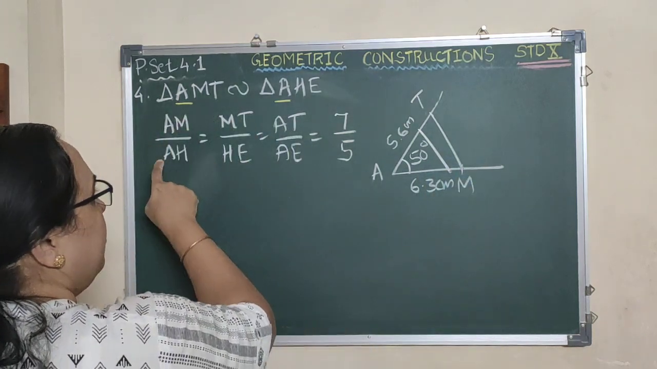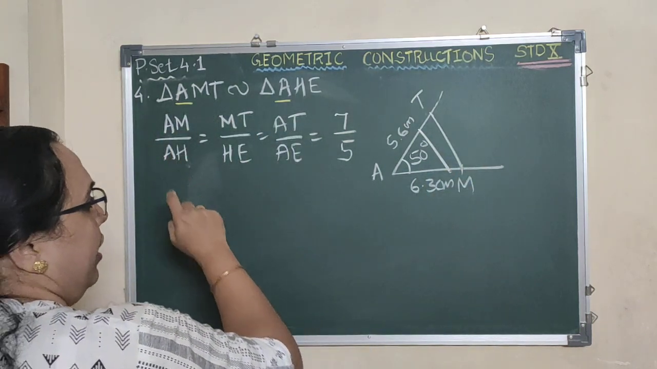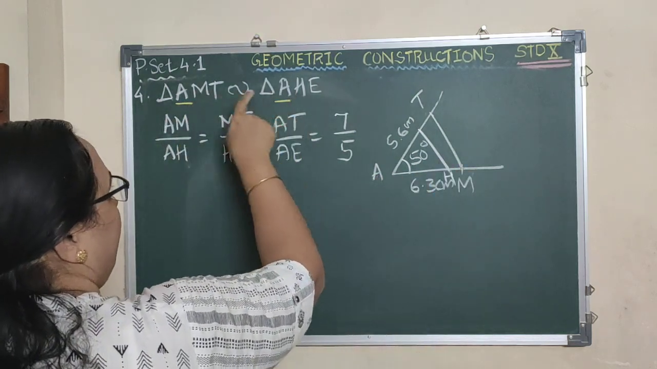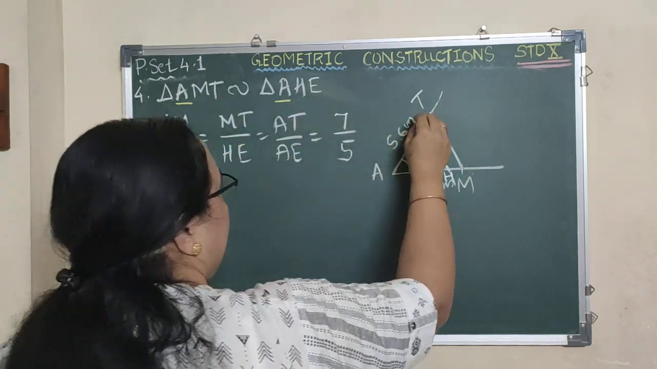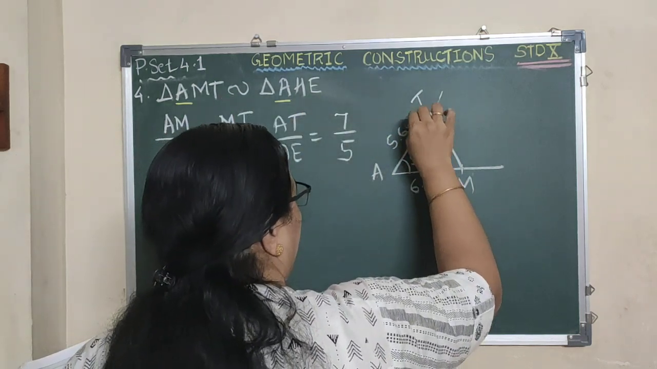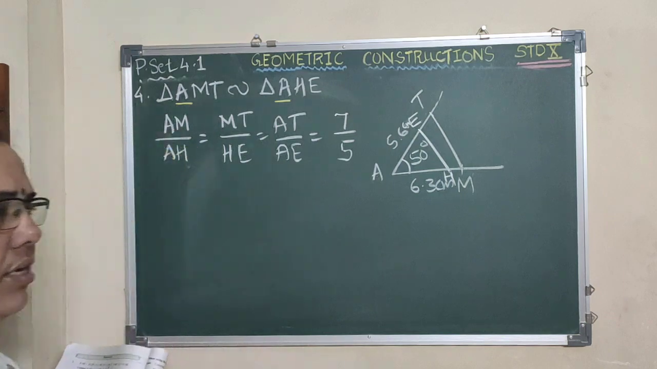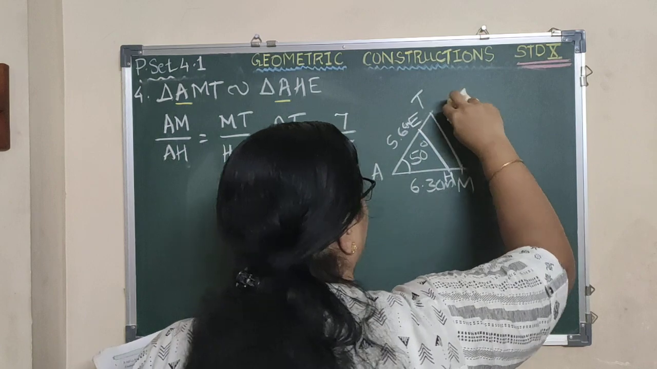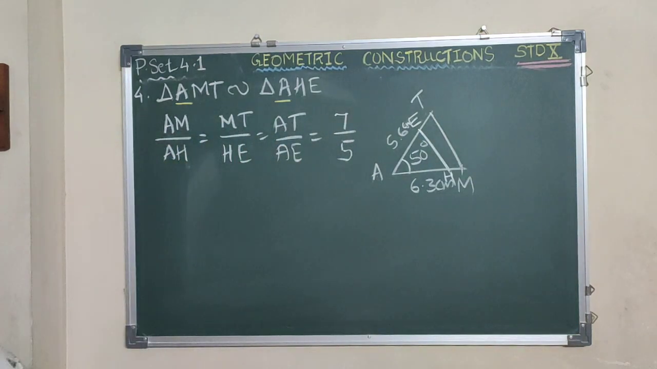So AM is in correspondence with AH. AM, so here you will have H. If H is corresponding with M, T is corresponding with E. So this will be our point E. Is that very clear? So this is how the triangle will look. So the ratio 7:5 tells you which is the bigger triangle. Triangle AMT is the bigger triangle and triangle AHE is the smaller triangle.